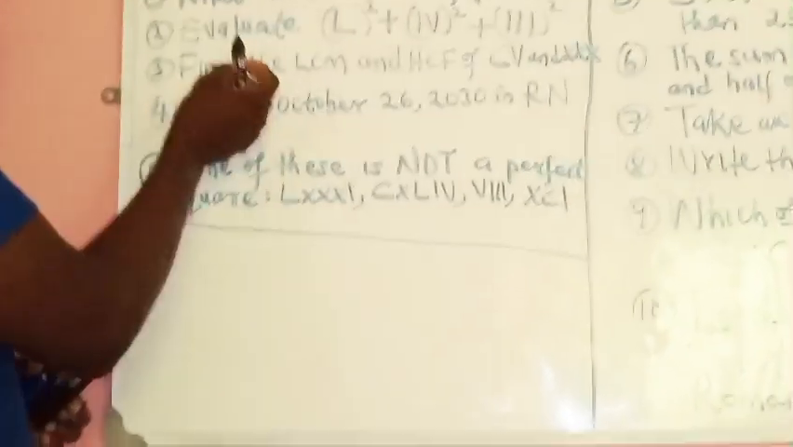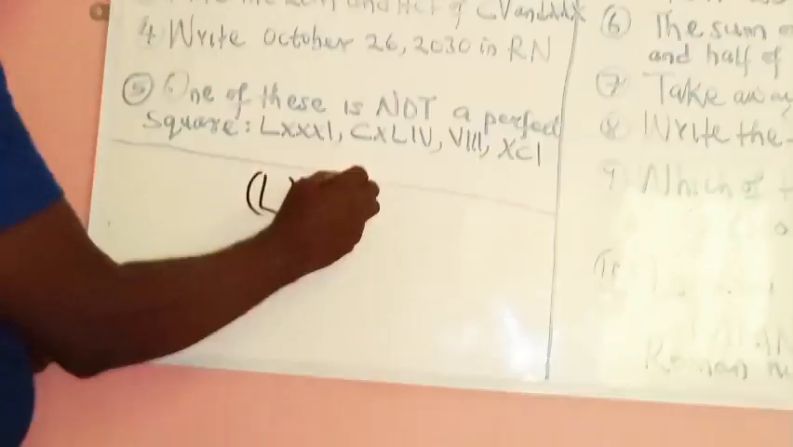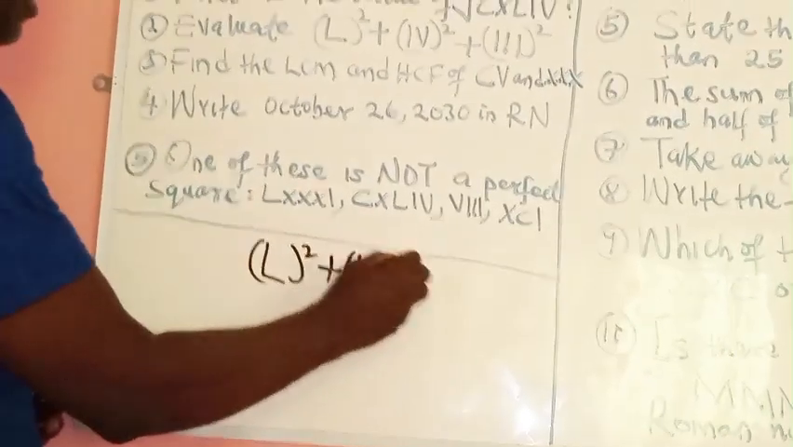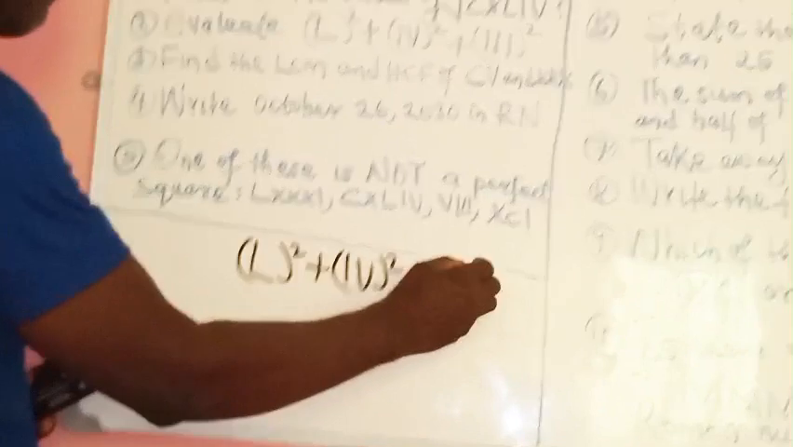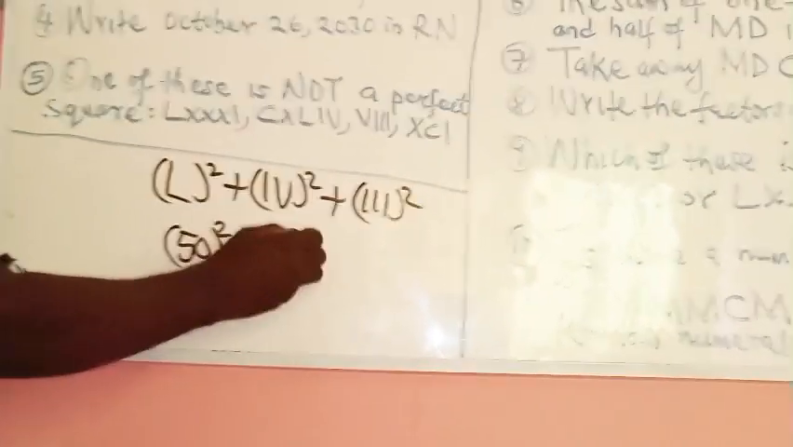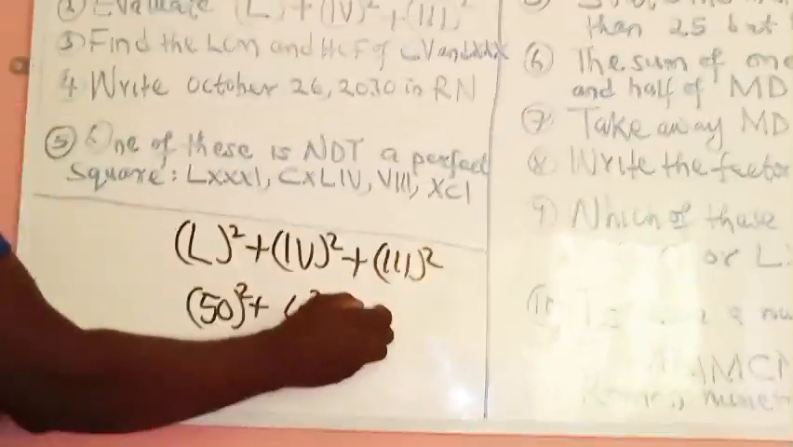The second one says you should evaluate L squared plus IV squared plus III squared. Look at it. You have to convert this to Hindu Arabic. L is 50, that is 50 squared, 50 raised to power 2. This is 4, 4 raised to power 2. Then this is 3 squared. 50 squared means 50 times 50. That is the meaning of 50 raised to power 2.